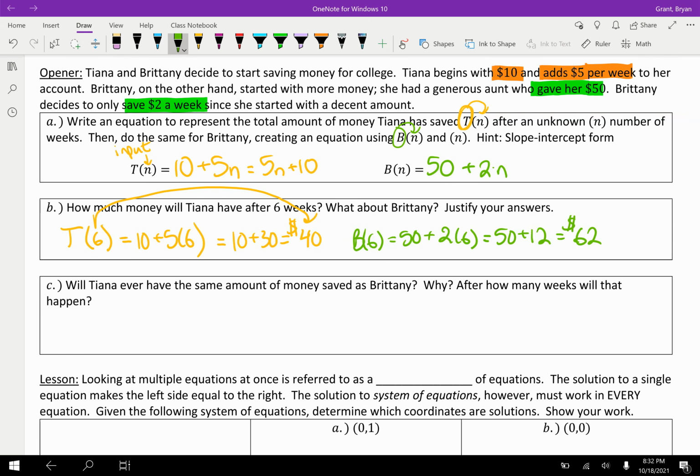But then an interesting question in part C. Will Tiana ever have the same amount of money saved as Brittany? Why? And if so, after how many weeks will that happen? Well, I think you could probably convince yourself that Tiana will have the same amount of money saved as Brittany, right? Because Tiana, although she's starting way back with $10 as opposed to 50, is gaining $5 per week. Eventually, I'm not sure how long, but eventually that $5 per week is going to erase the deficit between 10 and 50, that extra $40.